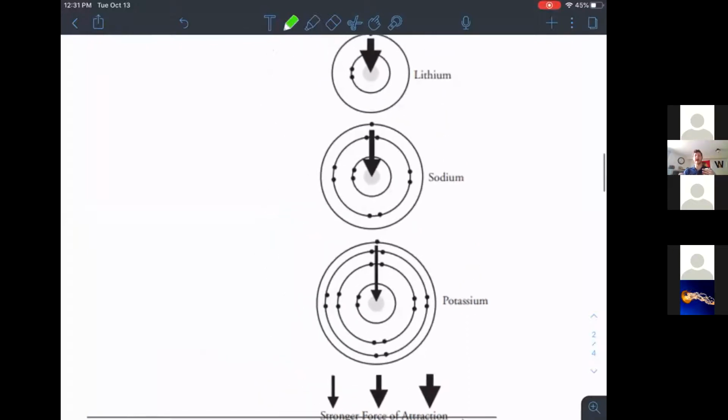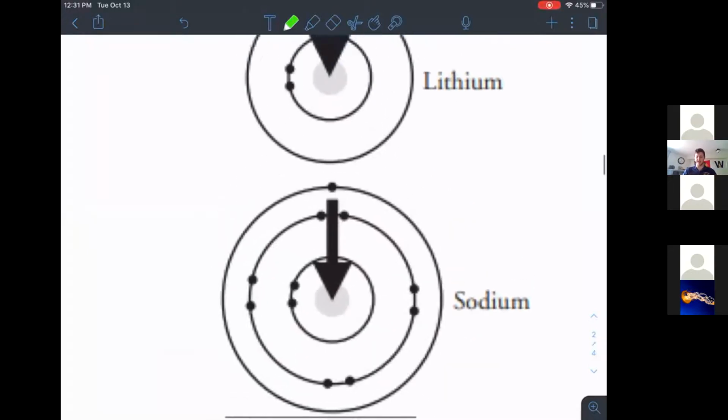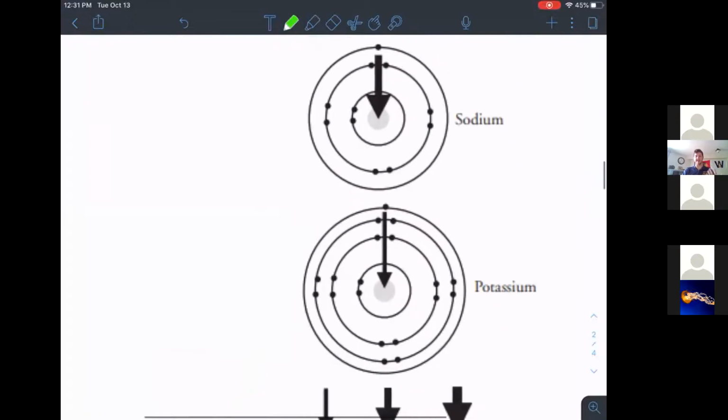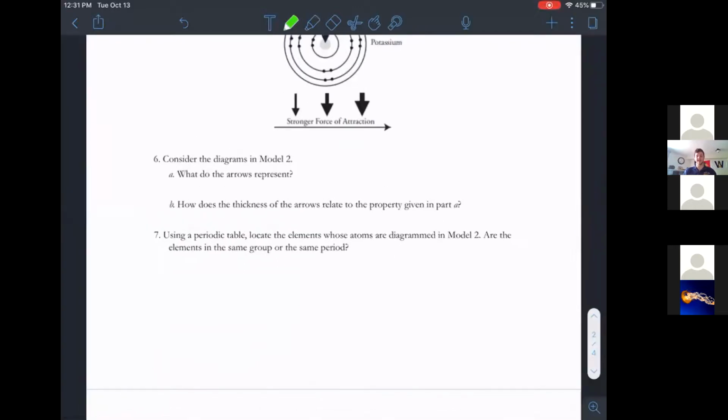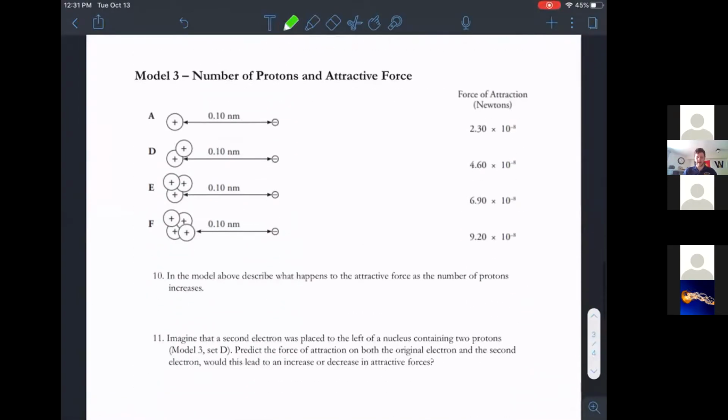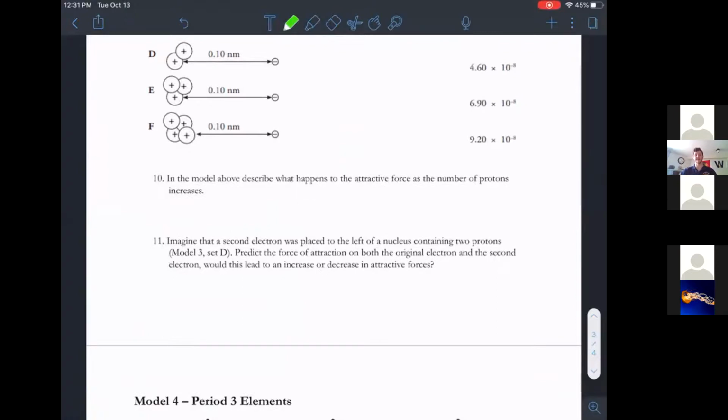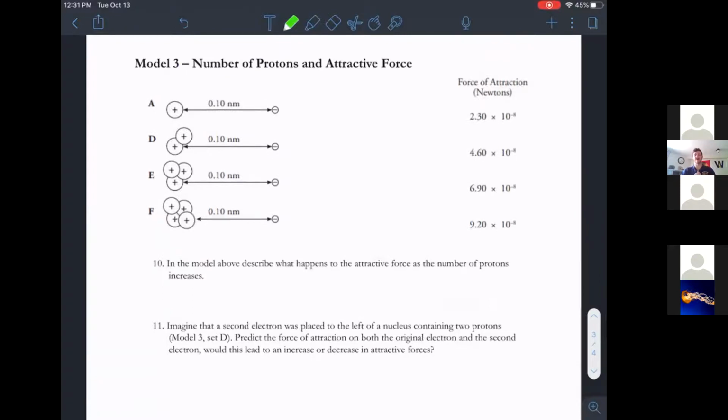So which one of these has the strongest attraction between its protons and its electrons? Lithium. Lithium has that strongest attraction because it's got the biggest arrow. So that means potassium, with the smallest arrow, has the least amount of attraction between these three elements. Now your job is to try and answer questions 6, 7, 8, 9, 10, and 11 for today. So you're going to stop before you get to model 4. You're going to try and answer those 5 questions.